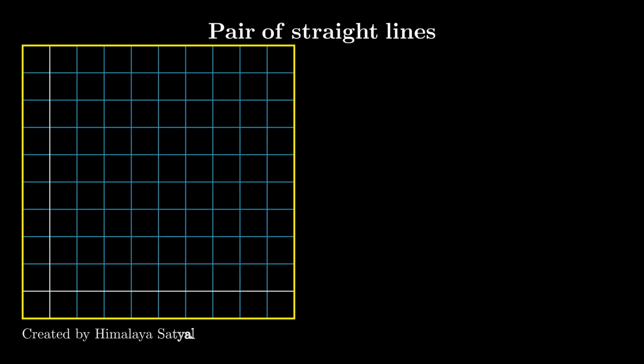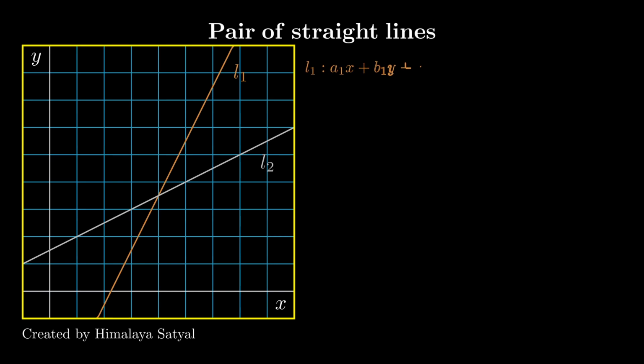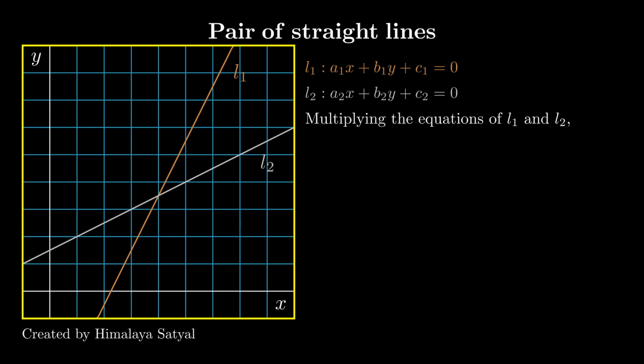So this next part covers pairs of straight lines and homogeneous equations. Again, imagine two lines L1 and L2 in the given plane. Suppose they are given in the form of ax plus by plus c is equal to 0. So in the general form, let's multiply these two equations and expand it out.